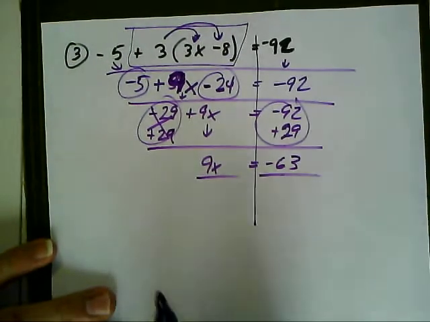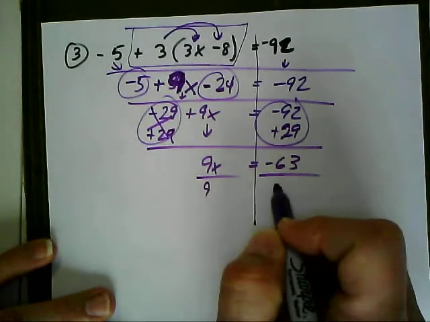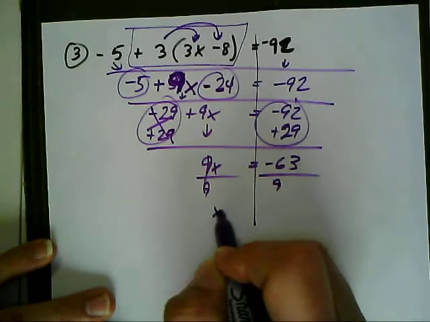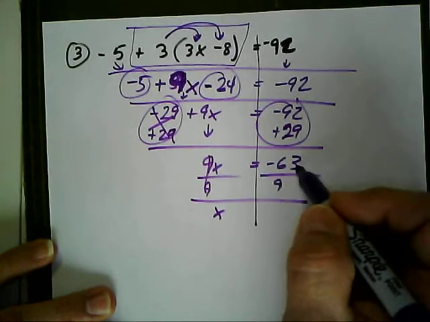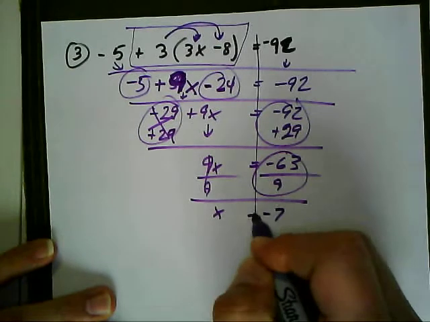We're going to go ahead and divide then that last step. We always do that. You've done this in your reviews. You know this. Since it's being multiplied by 9, you divide by 9. Our 9s, for the lack of a better term, cancel, but they don't. They become 1. 1 times x is x. Negative 63 divided by 9, negative 7.